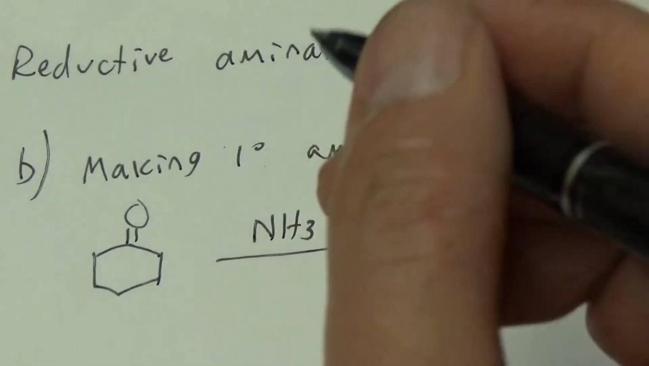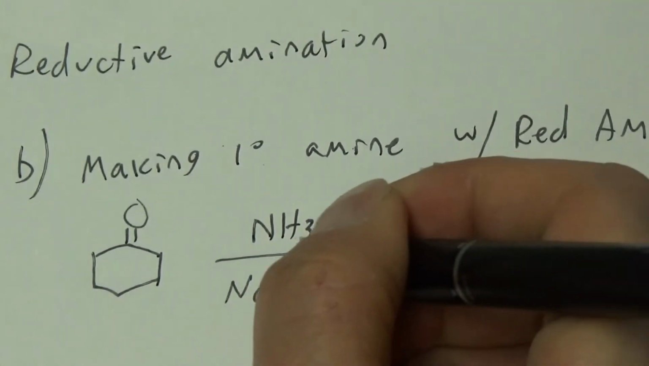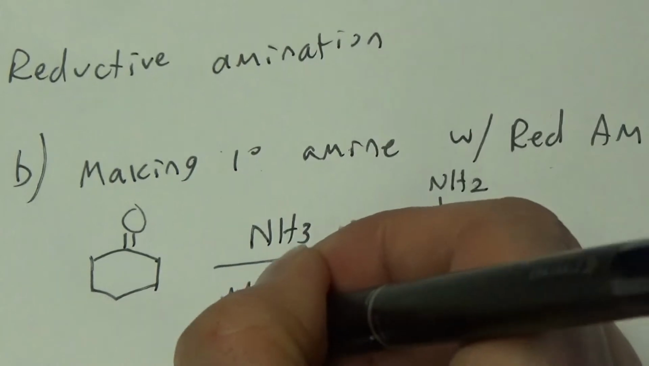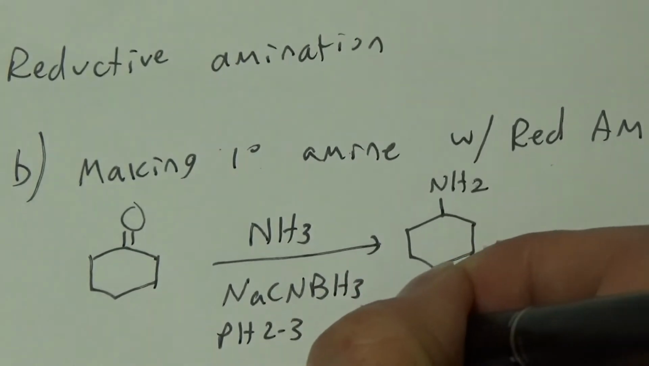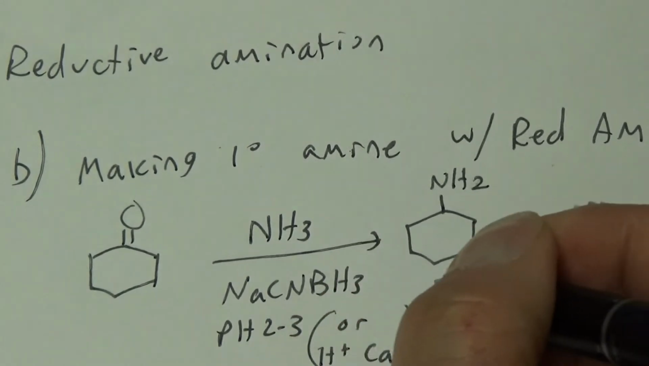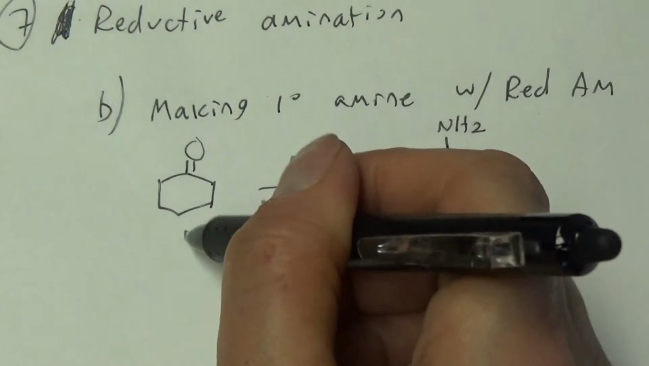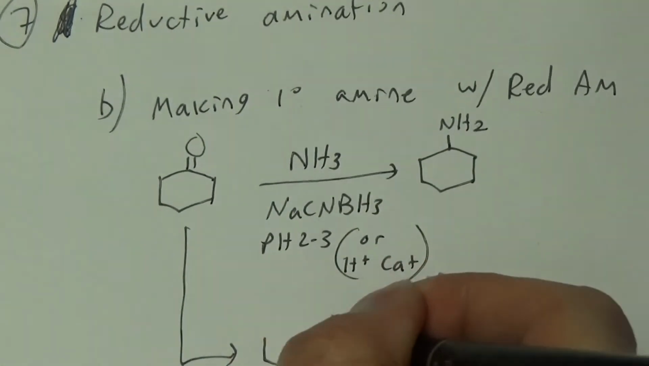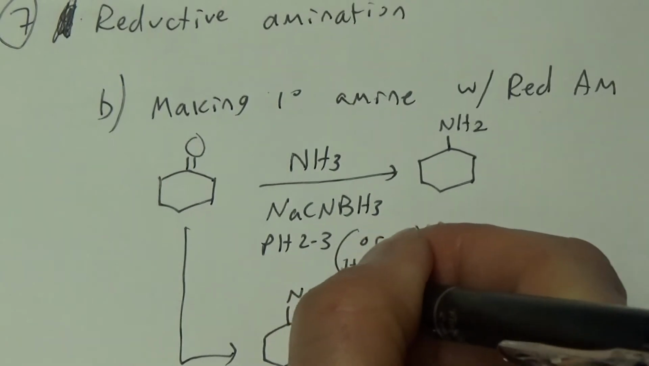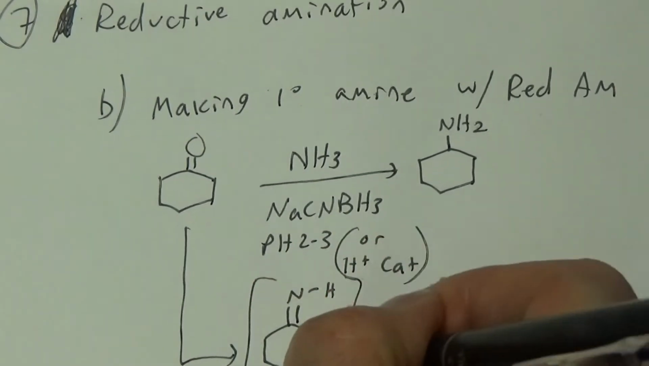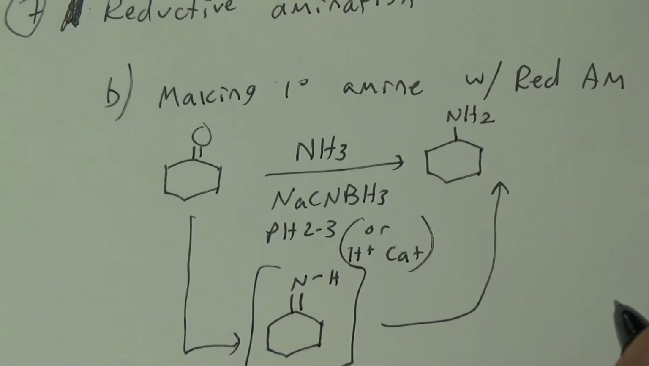Ammonia, and what are the reagents? NaCNBH3, pH 2 to 3, or you could say H plus cat is another way to say that. And what's the intermediate? Imine, a simple imine, a boring imine with just an NH on there. That's an example of a very simple imine, right?